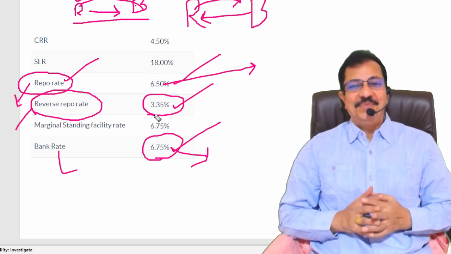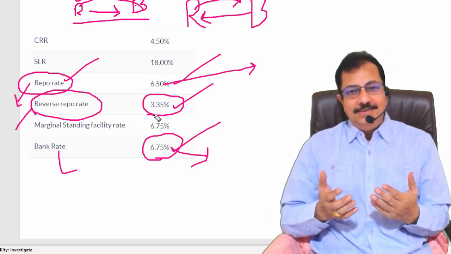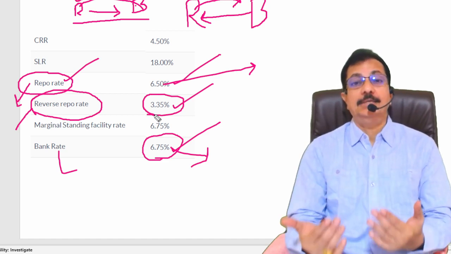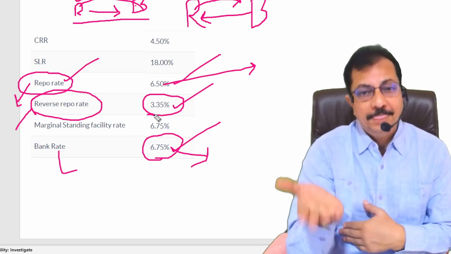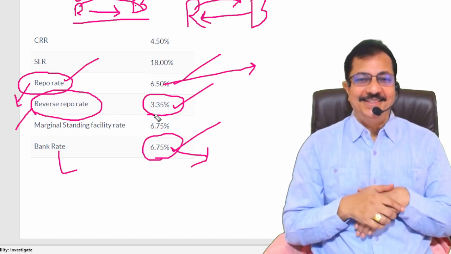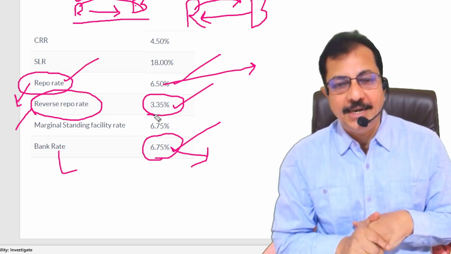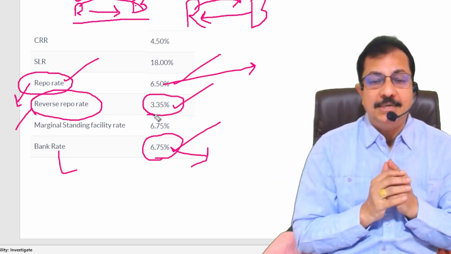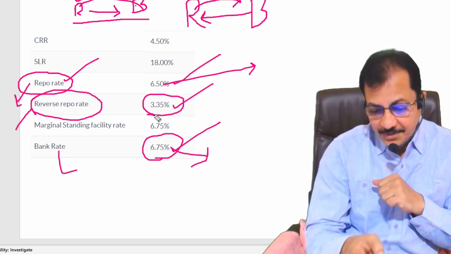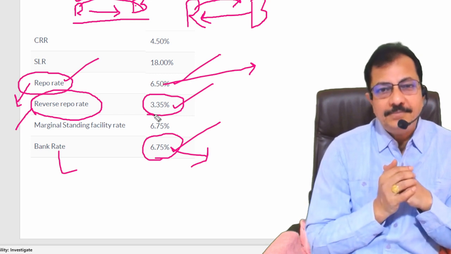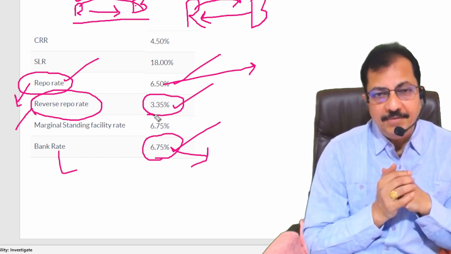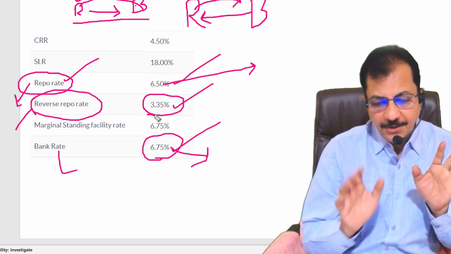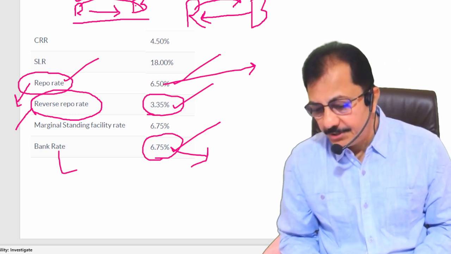Hope you got it. If RBI is giving the loan, it is charging more. When RBI is taking the loan, it is paying less interest. That is called the reverse repo rate. Who is deciding all these things? The Monetary Policy Committee is deciding all these things. Look at this very clearly. Am I clear? Very, very important. Got it? Hope you got it now. So we'll be discussing these points now.